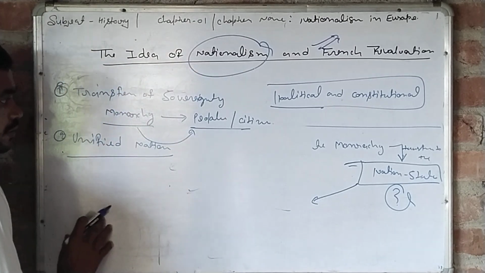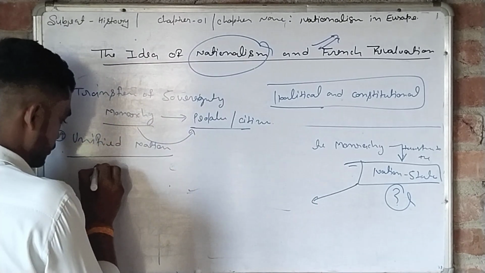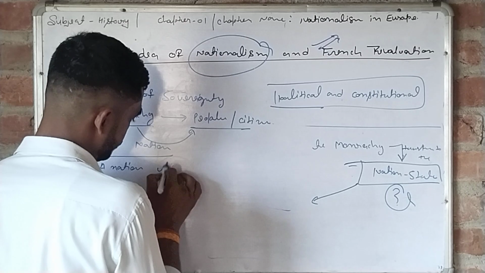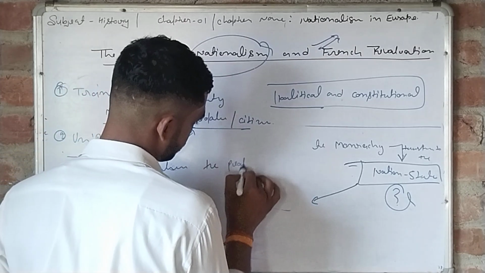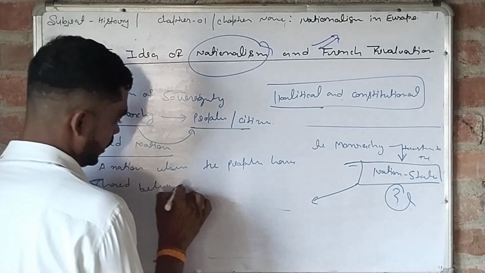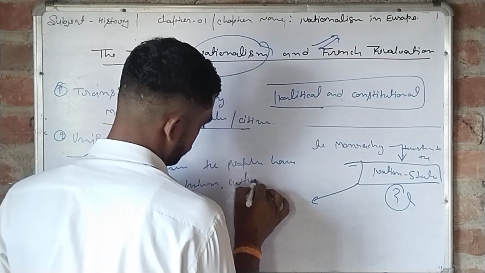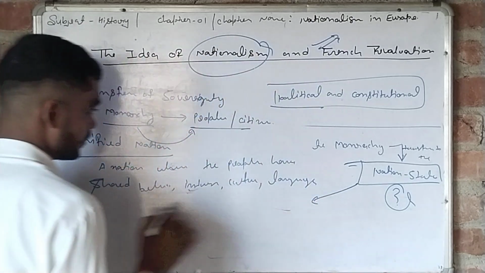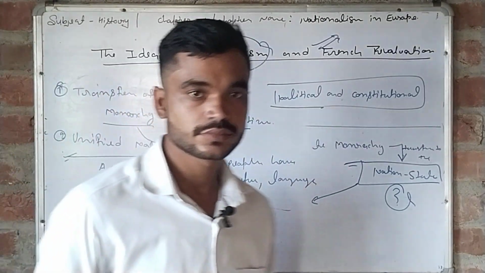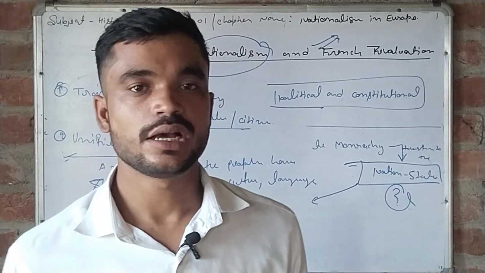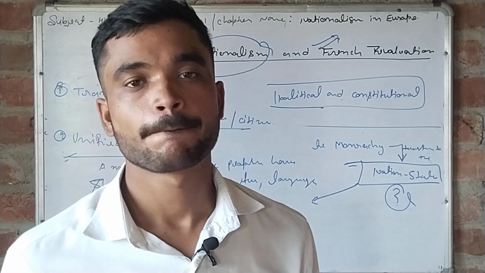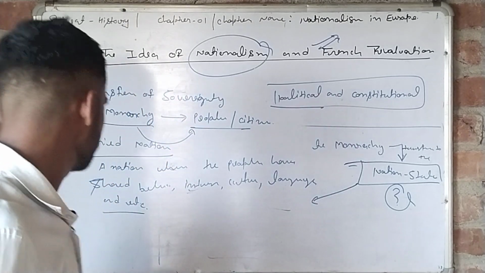What do you mean by unified nation? Unified nation, a nation, a territory, a nation where the people have shared belief, interest, culture, language and etc. A unified nation is an area or a territory where the people have shared beliefs, shared interest, a common language, culture, identity. Okay.